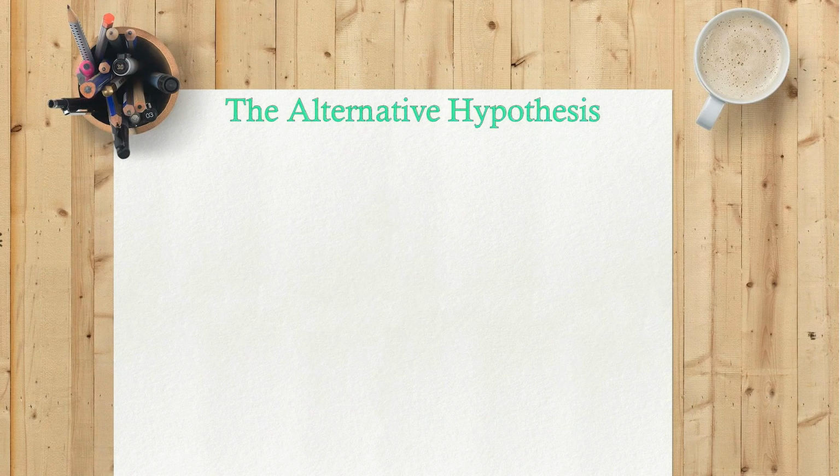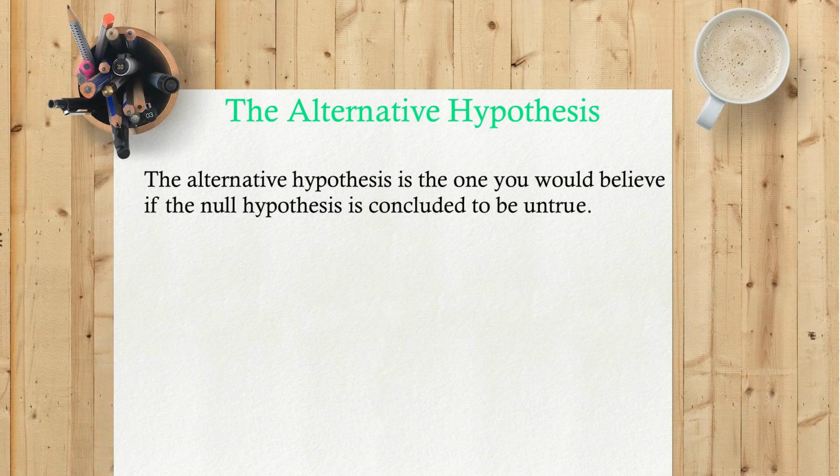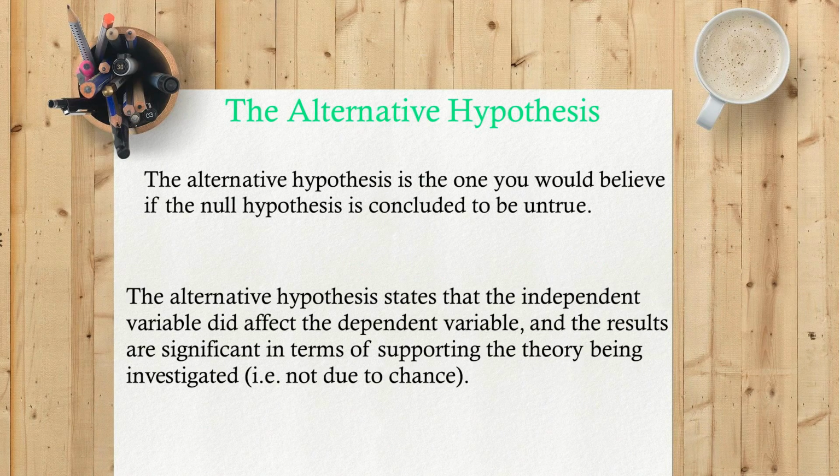The alternative hypothesis. The alternative hypothesis is the one you would believe if the null hypothesis is concluded to be untrue. The alternative hypothesis states that the independent variable did affect the dependent variable, and the results are significant in terms of supporting the theory being investigated, i.e., not due to chance.